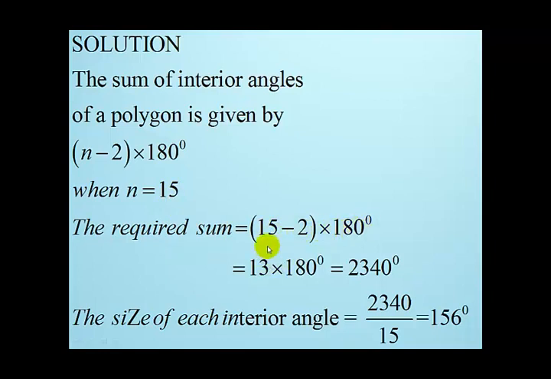And 15 minus 2 equals 13. So we have 13 times 180 degrees. And 13 times 180 degrees is equal to 2,340 degrees. Now, if you want to know the size of each interior angle, then you have to divide the sum we have gotten by the number of sides. And so 2,340 divided by 15 is equal to 156 degrees.